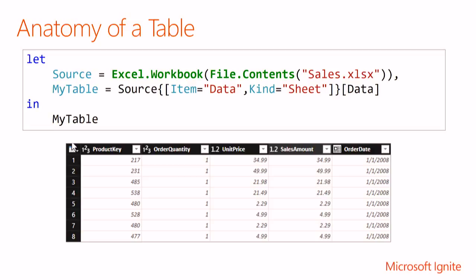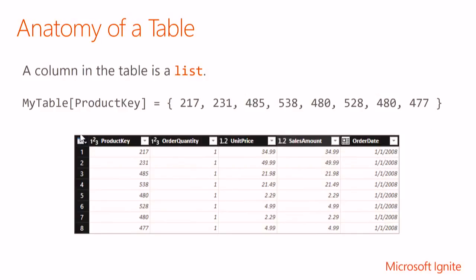Last thing about the language, because everything, as I was saying, revolves around tables, right? So in this query, I'm connecting to an Excel workbook. Actually, I connect to a file that passes the binary back to our Excel workbook parser. From source, I'm doing an item lookup, basically, a lookup where the item is equal to data and the kind is equal to sheet, and then I grab its data. And that data becomes my table of data. So if you think about the table, a column in that table is a list. So if I said my table product key, I get a list of numbers.